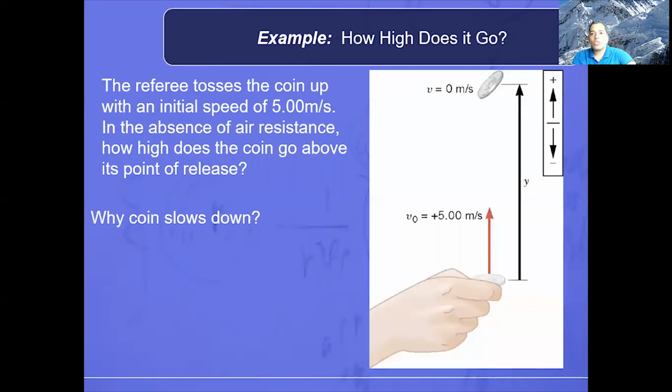Now, let's do one more problem. The referee tosses the coin up with an initial speed of 5 meters per second. In the absence of air resistance, how high does the coin go above its point of release? So why does the coin slow down? You have to answer these two questions here. First of all, let's answer why the coin slows down.